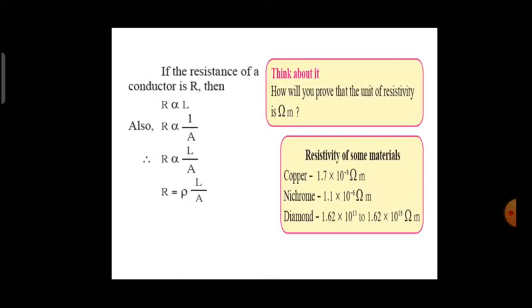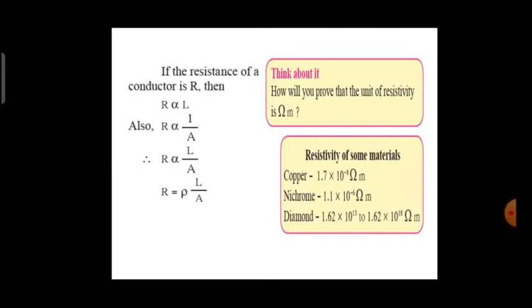Square meter. So now you convert the formula for rho. Rho is equal to RA. Since A is in a denominator position, if you take it on the left hand side, it comes to the numerator. RA, and L will again come to the denominator on the left side. So rho is equal to RA divided by L.